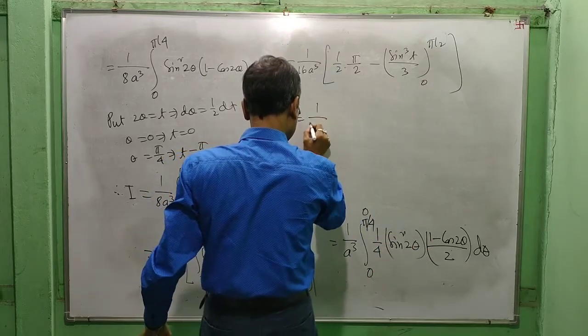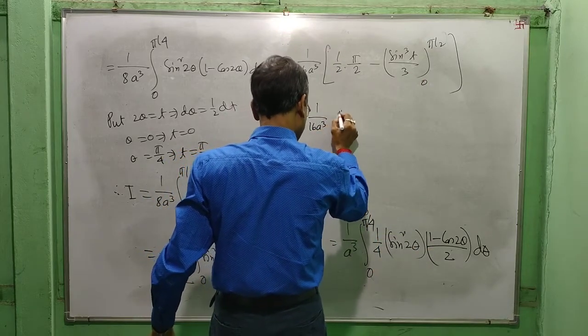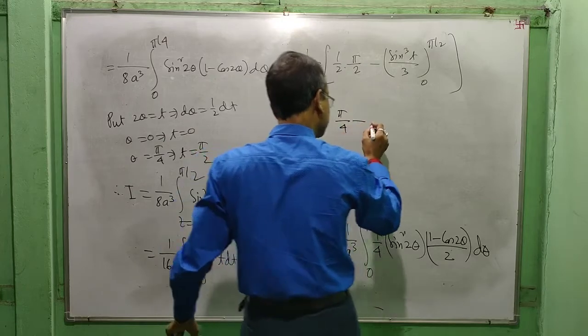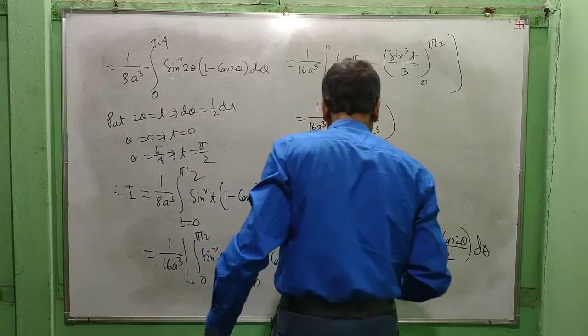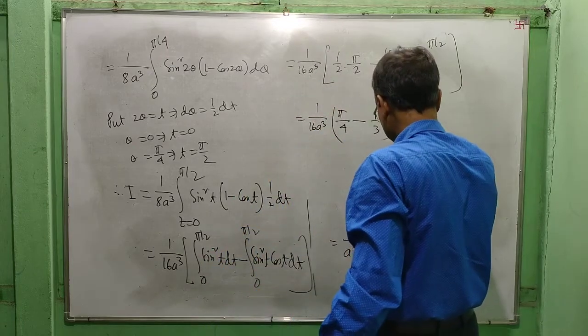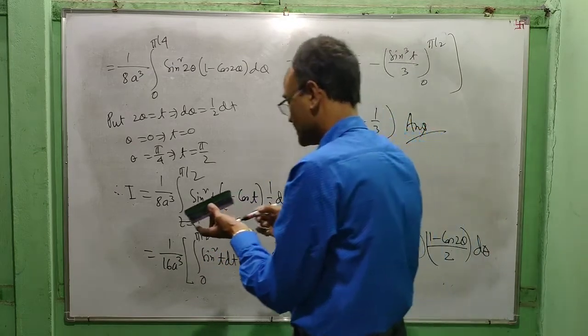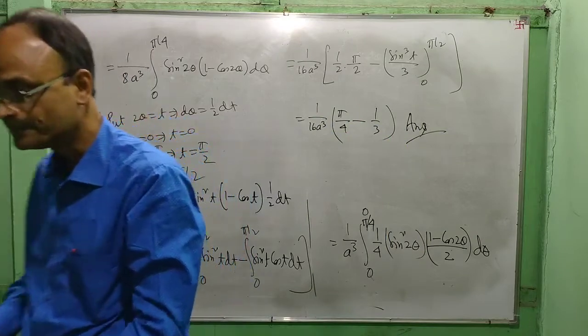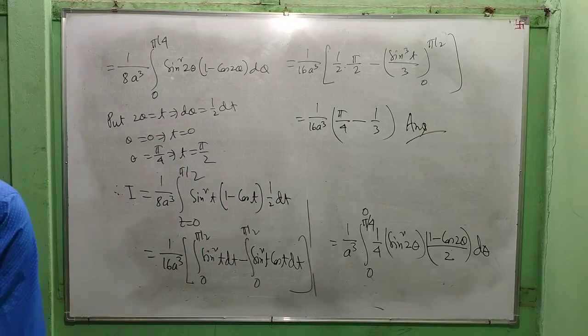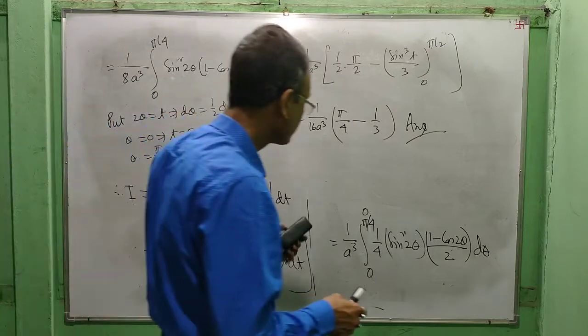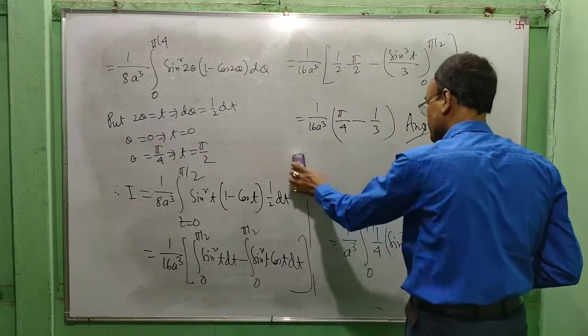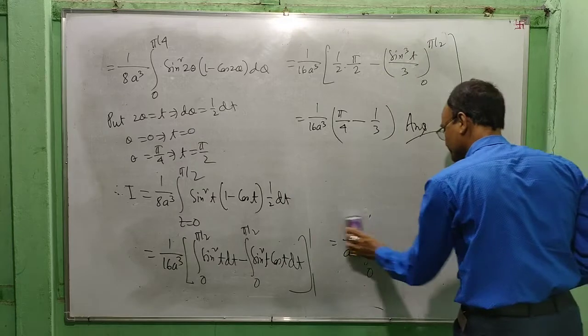This is equal to 1 by 16 a cube, into (pi by 4 minus 1 by 3). This is the answer.